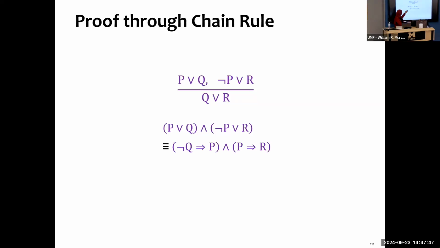So this is equivalent to not Q implies P, and I also can write this as P implies R. So from this, by the chain rule, I will have not Q implies R, because I have something that's taking me to P, and from that P I'm going to something else, which is taking me to R. That is the chain rule, and then this is yes. So we are proving that. Is that clear? Yes. Okay, that's great.